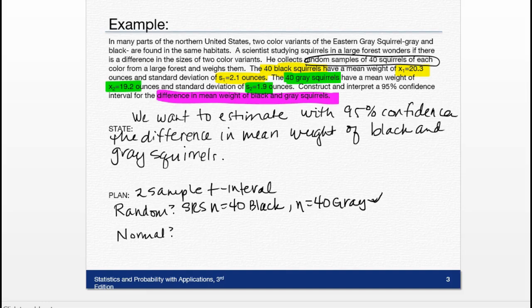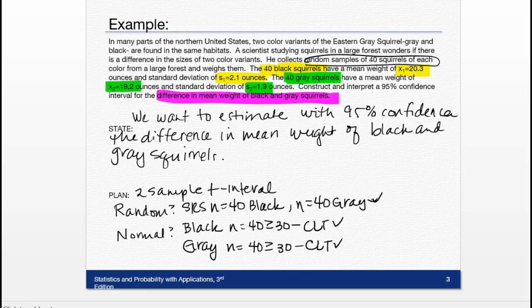For normal, I look at the sample size. It's 40, which is greater than 30, so I can use central limit theorem. So the black n is equal to 40, which is greater than or equal to 30. So because of central limit theorem, I'm good. And with the gray squirrels, n is equal to 40. It's greater than or equal to 30. So again, central limit theorem allows me to assume normality. Okay? So let's move on to the do step.